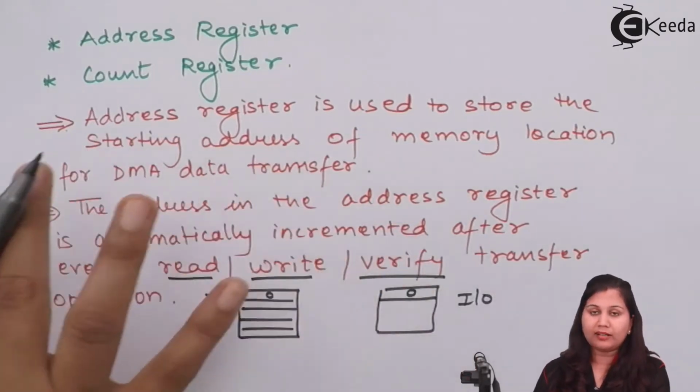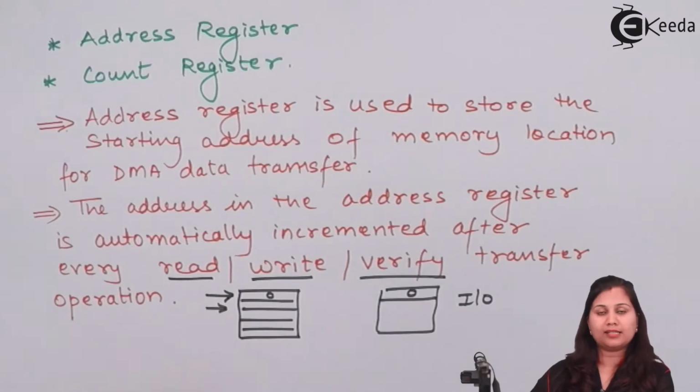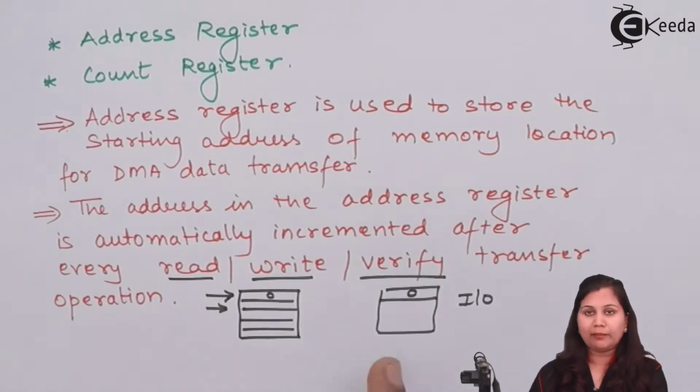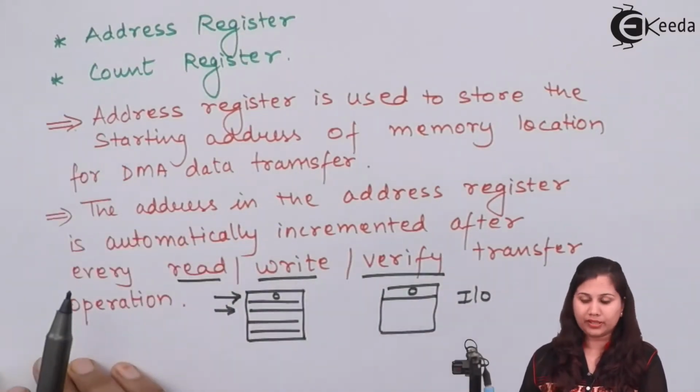So in this way, the address register is used to hold the address and then is incremented to show the next data the DMA wants to transfer to the destination locations. Now next comes the count register.